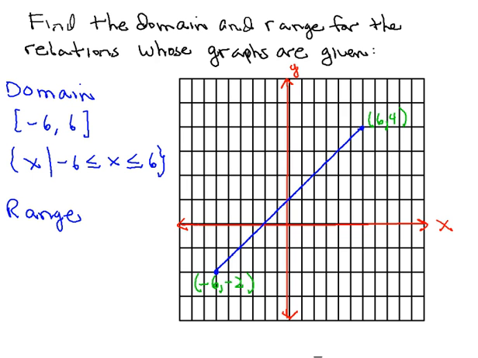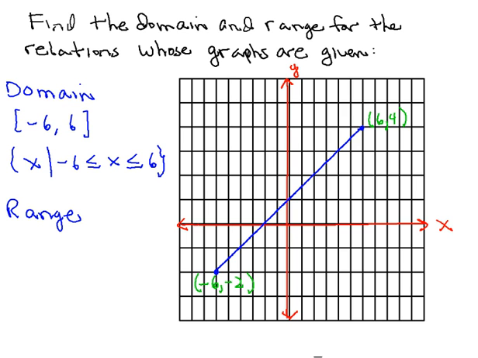Now, to determine the range, we can think of that as being the vertical extent of the graph, if you will. How far up and how far down does it go? In this case, we can see that the smallest y value is -2, which is the y coordinate of the left-hand endpoint. And the largest y value is 4, which is the y coordinate of the right-hand endpoint.